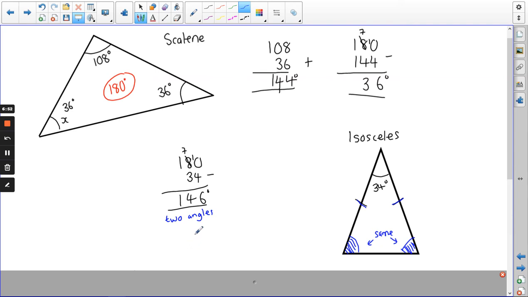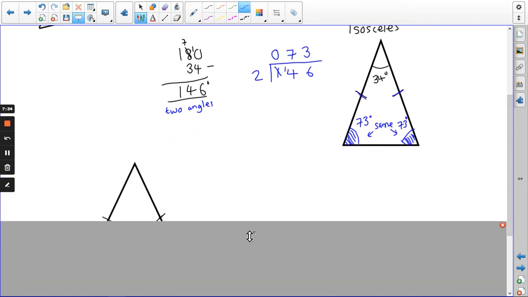And because they're the same, all we have to do is split the 146 in half. So divide it by 2, that means. So 146 divided by 2. 2 into 1 doesn't go. Carry the 1. 2 into 14 goes 7 times exactly. 2 into 6 goes 3 times exactly. So what that means is we've got 73 degrees this side and 73 degrees that side, and that will make 180 altogether. Okay, and it's got two angles the same at the bottom.